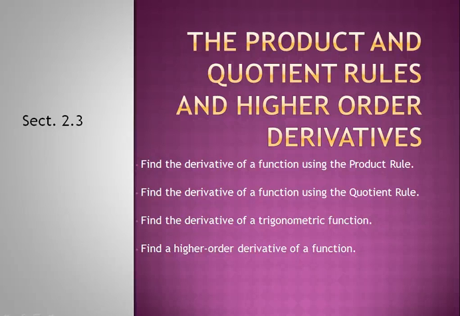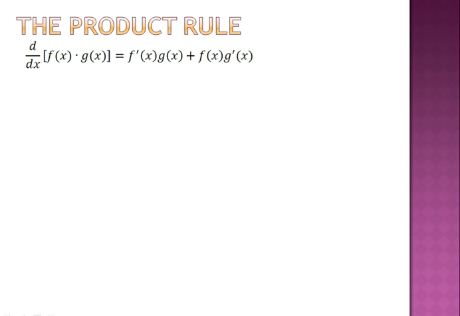In this section, we're going to build on the basic derivatives that you learned in section 2.2 so that we can do more complex functions. For example, functions that are multiplying or dividing or have more complex trigonometric functions combined in them. We're also going to be able to derive functions multiple times, which is considered a higher order derivative. So let's start with the product rule.